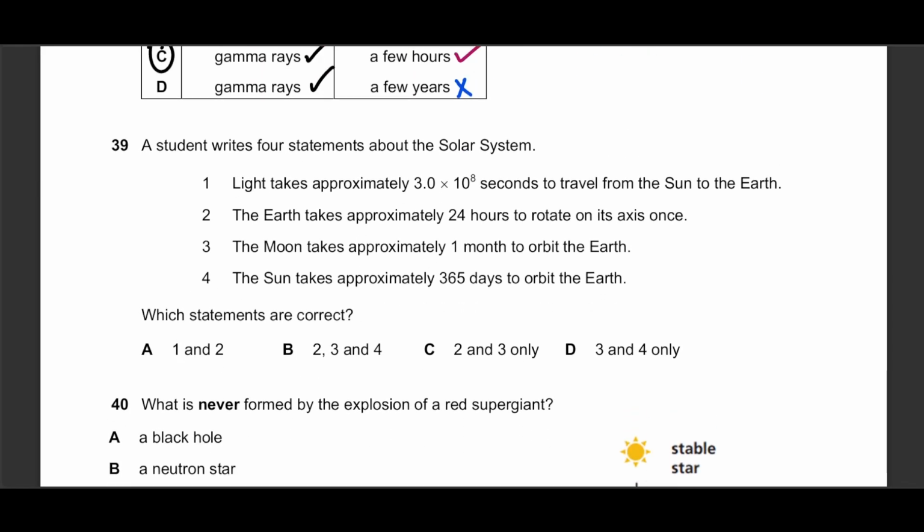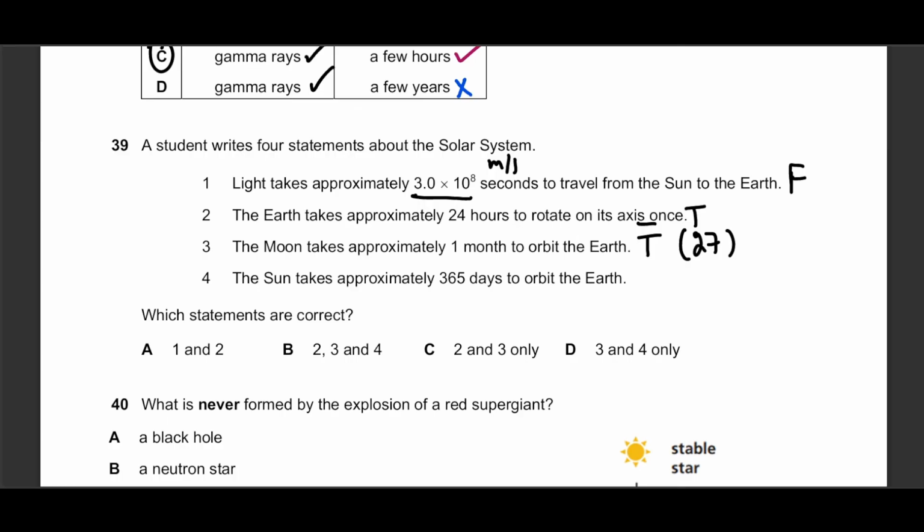Question number 39. A student writes 4 statements of the solar system. Which ones are true and false? We will choose. Light takes approximately this many seconds. Now, again, a confusion for a student who hasn't practiced enough. This is actually the speed of light. So this is actually false. The Earth takes about 24 hours to rotate. Yes, that's true. The Moon takes 1 month to orbit the Earth. That's true. And if you go down a bit deeper, that's actually 27 days, but not exactly 1 month. But we consider this 1 month for this situation because it's probably right.